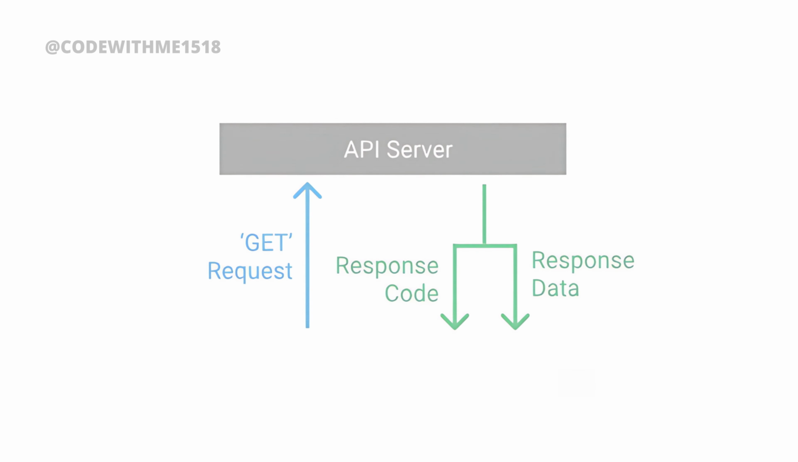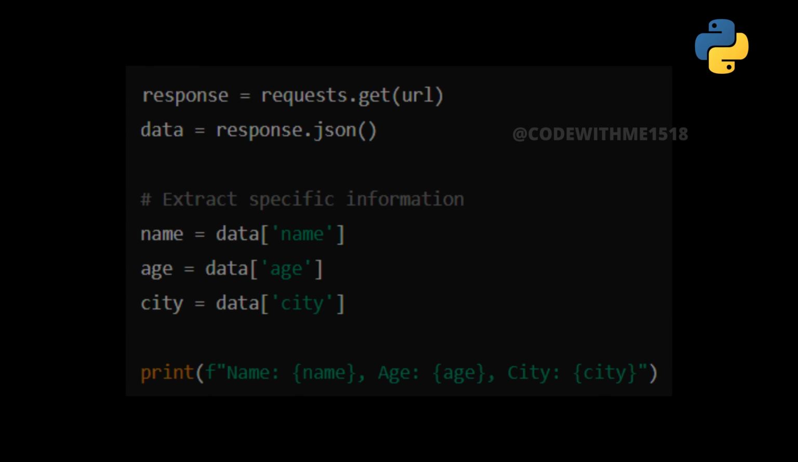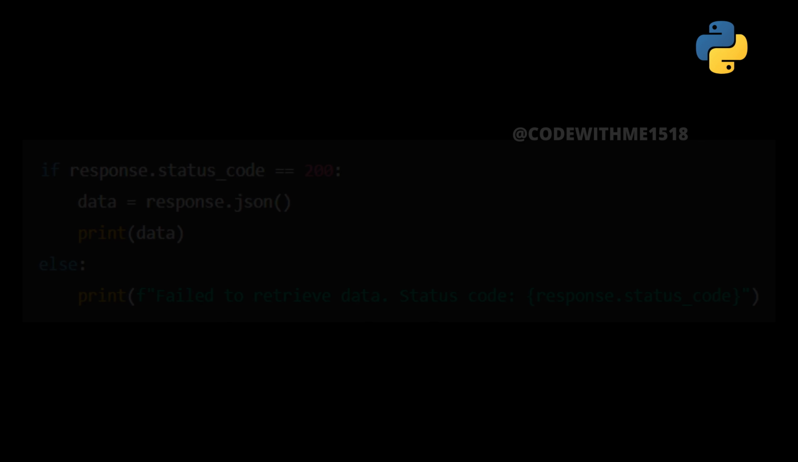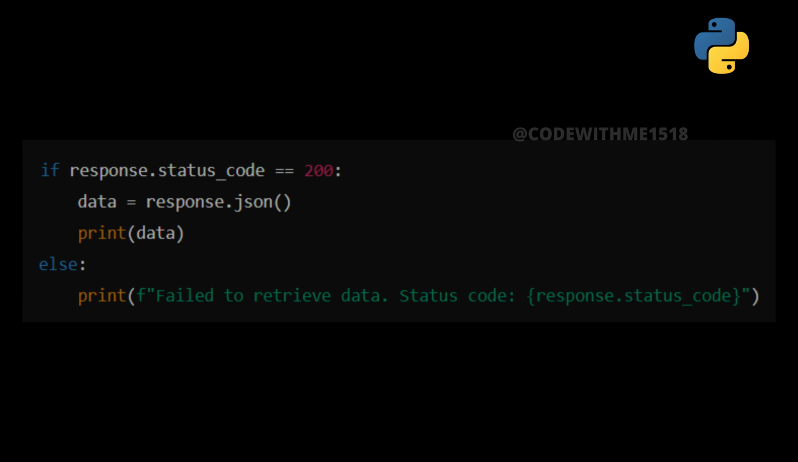Here's how you can extract specific data from an API response. In this example, we extract the name, age, and city fields from the JSON response and print them. You can also handle errors and check the status of your requests. A status code of 200 indicates that the request was successful. If the request fails, you can handle the error appropriately.